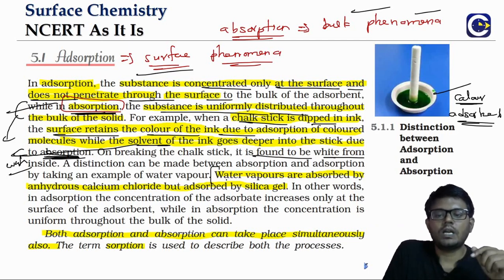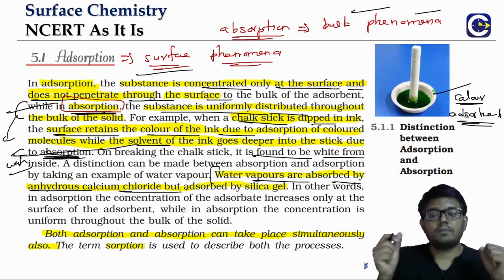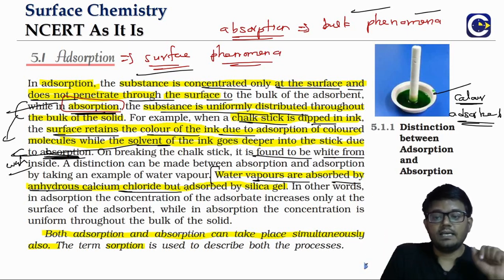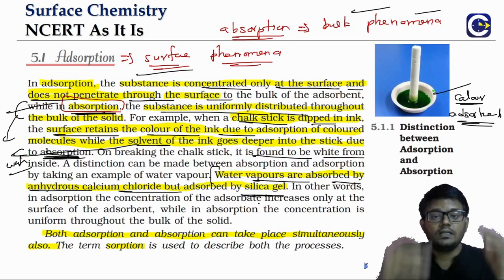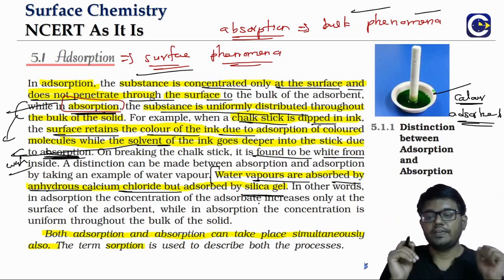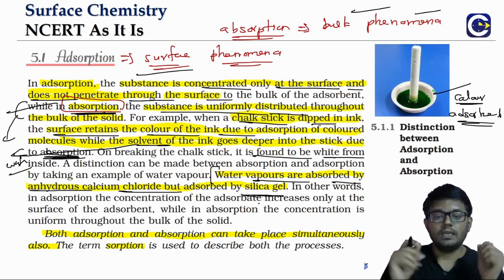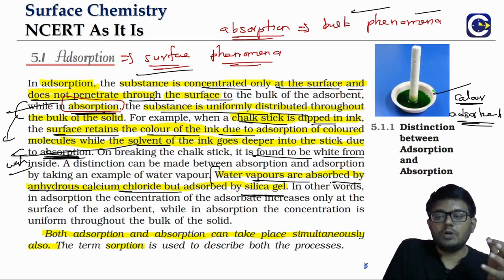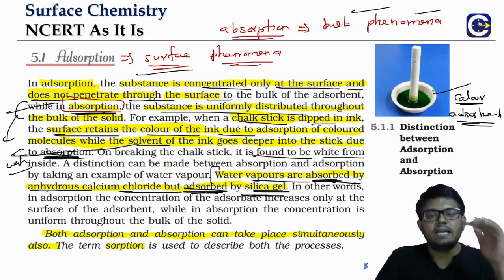Like if you have water vapors, right? Anhydrous calcium chloride, it will absorb the water vapor. Whereas as we mentioned before, silica gel, it will make the water molecules settle on the surface of it. Okay, anhydrous calcium chloride, absorb. Silica gel, only surface adsorption.